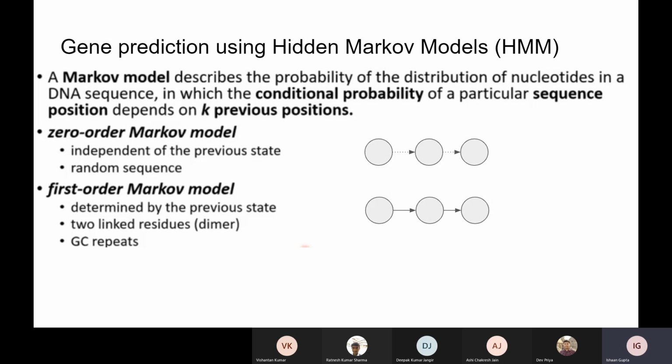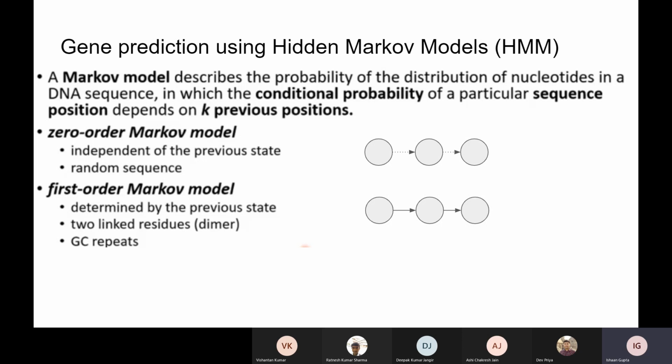Now let's go for first order Markov probabilities, right? First order Markov model is determined by the previous state. Only k is equal to 1 here. So now the first order Markov model actually tells you what is the probability of finding dimers in the genome. So this is very good to find GC repeats in your genome.